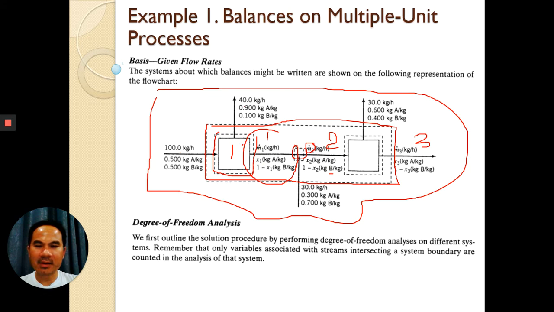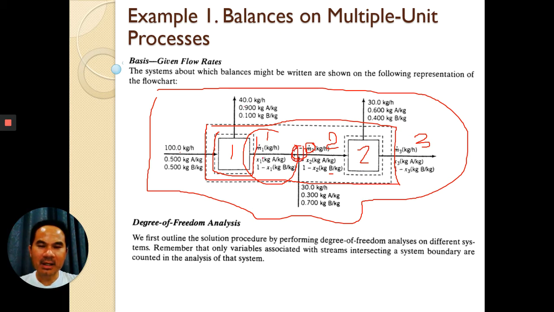Then you go back to the flow chart. You know M1 and X1 from unit 1, and you know M3 and X3 from the overall balance. The remaining unknowns are M2 and X2. For this case, you can balance unit 2, where M2 and X2 are unknown because M3 and X3 you know already, so you can solve for M2 and X2. Or you can balance around the mixing point.